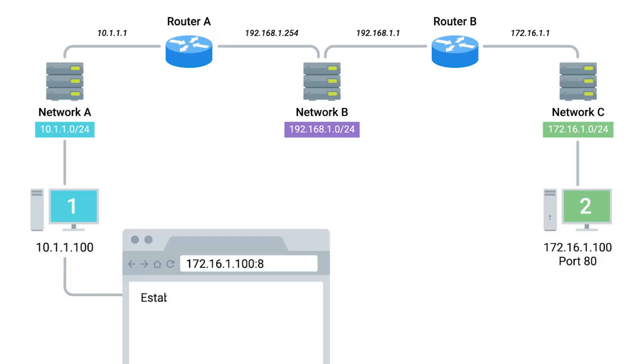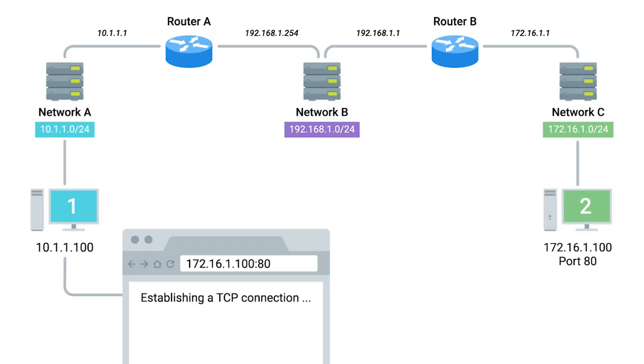Let's see what happens. The web browser running on computer 1 knows it's been ordered to retrieve a web page from 172.16.1.100. The web browser communicates with the local networking stack, which is the part of the operating system responsible for handling networking functions. The web browser explains that it's going to want to establish a TCP connection to 172.16.1.100 port 80.